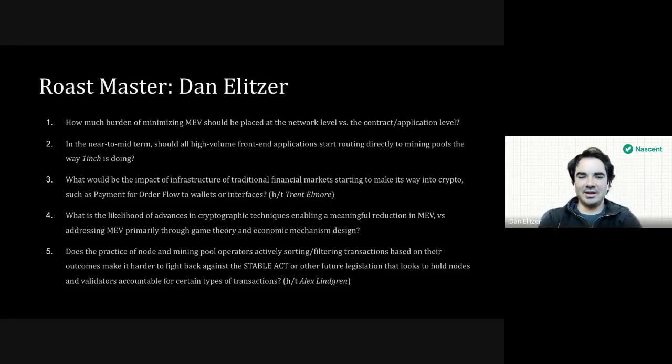So maybe slightly different topic. Actually, let's go to number 2. I don't know if people saw the announcement, I assume most people did, about 1inch now routing transactions directly to these mining pools to try to stop them from being front run. Is that near to midterm? Should all high volume front ends be doing this? Is that a good hygiene thing that they should all start doing?